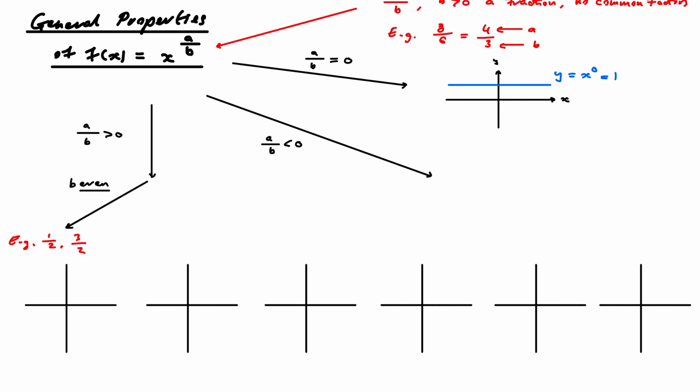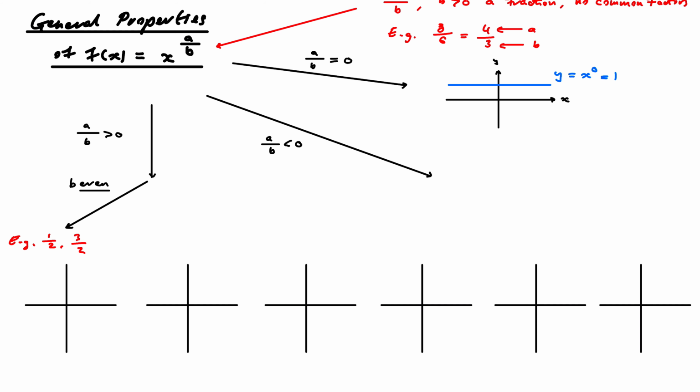Okay, so here's what the graphs are going to look like. So we'll start off with this guy, B even, A over B positive. Well then, the domains are going to be positive numbers, so you're not going to have anything on the negative side because you can't do things like take square roots of negatives. And how it curves is going to depend on the size of A over B.